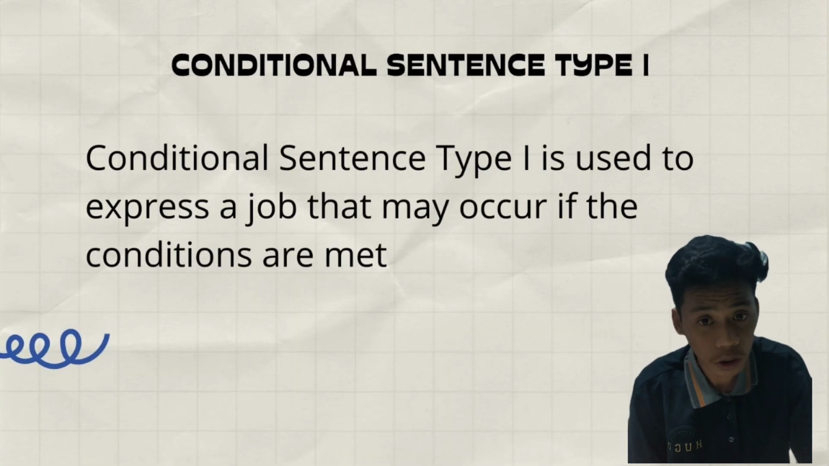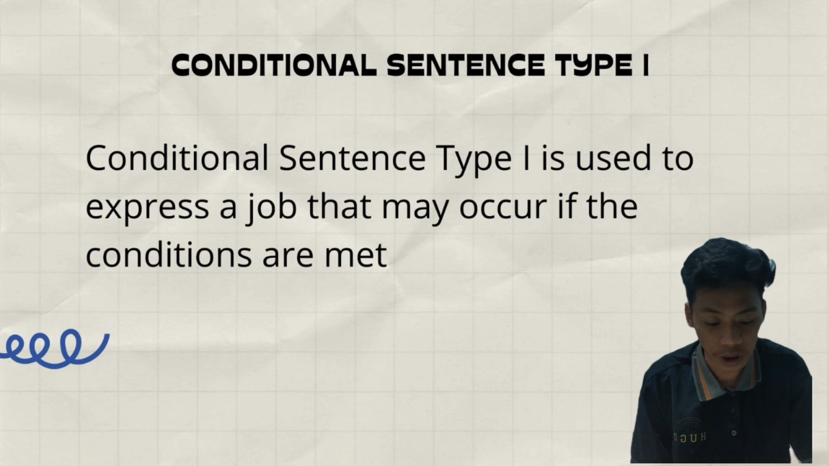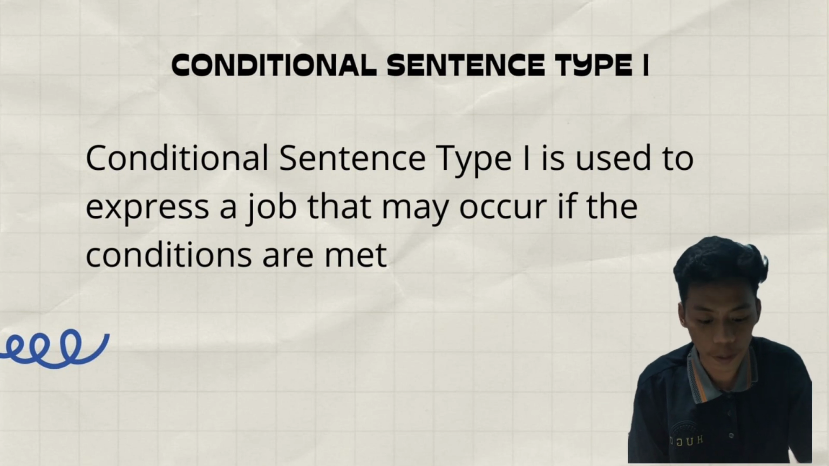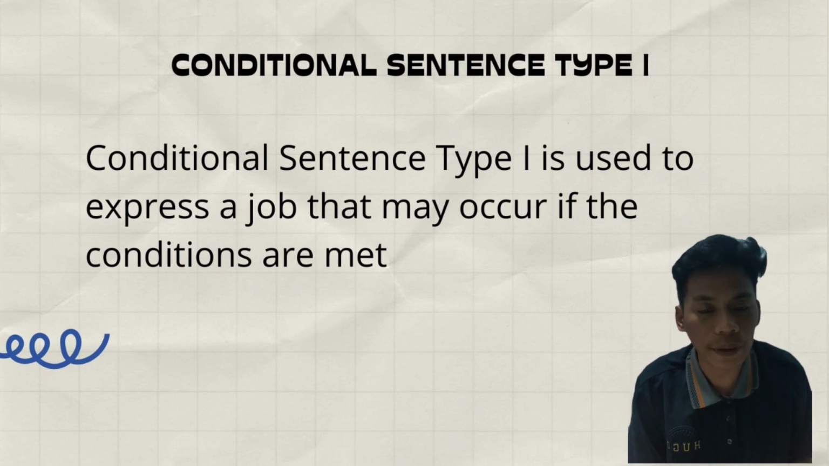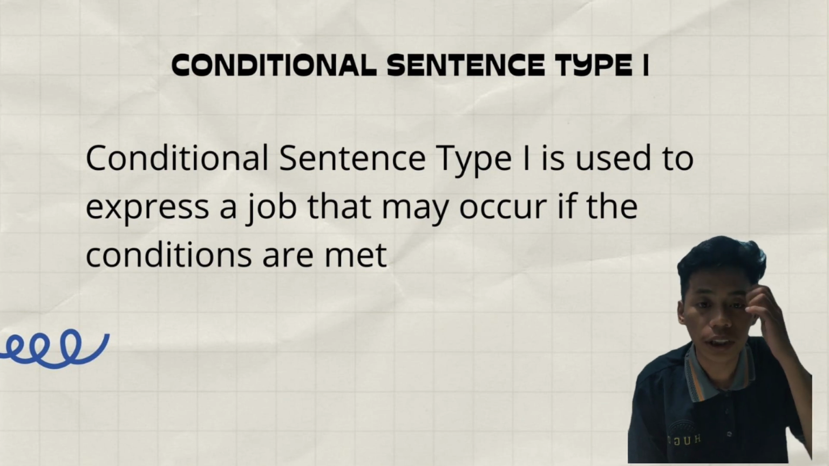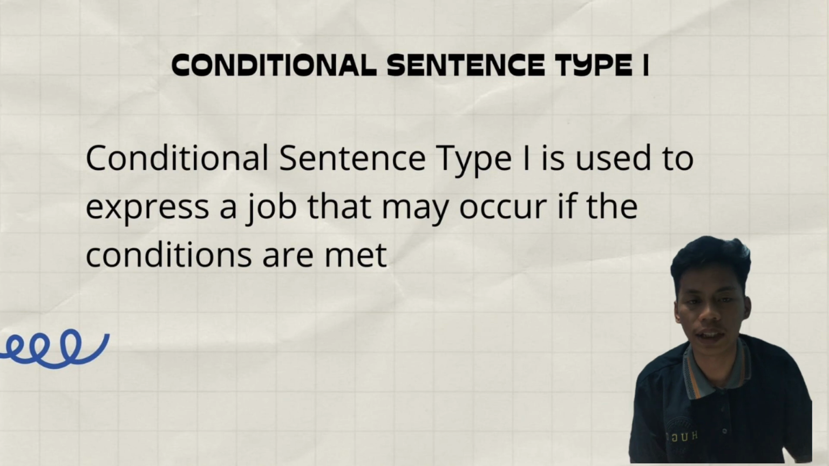The definition of conditional sentence type 1 is that it is used to express a job that may occur if the conditions are met. From this definition, we know that conditional sentence type 1 is used to express a job that can happen if all of the requirements have already been finished.